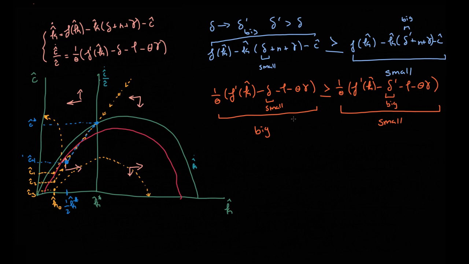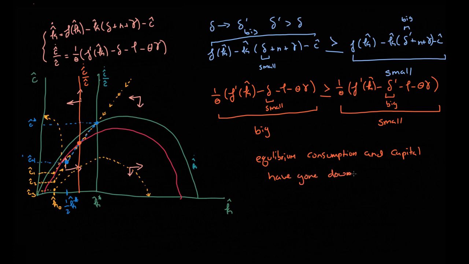And again, big is greater than small. So here, again, we find that the delta prime equation will be less than the one that we already have. So we're going to draw that schedule to the left of the current schedule. And then we can see from this new equilibrium point that the equilibrium consumption and capital have gone down. And you're done.